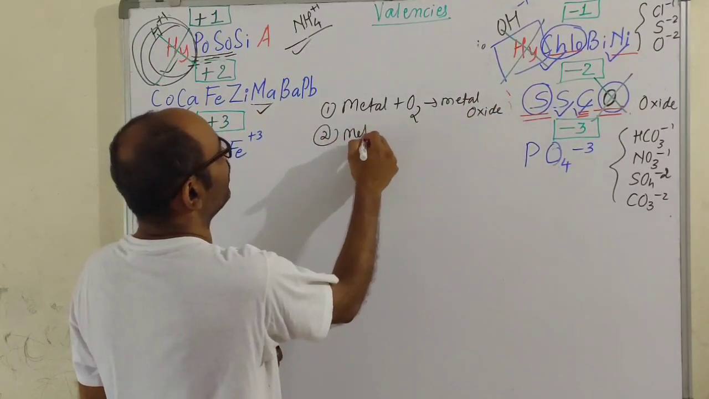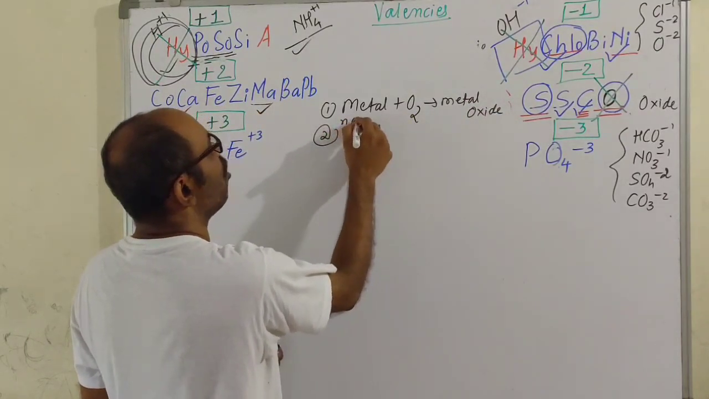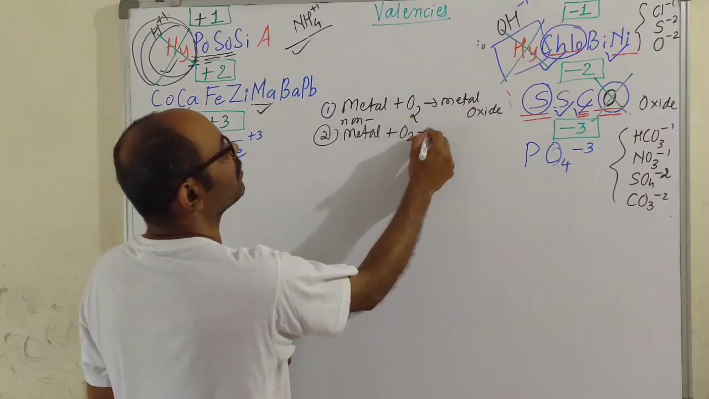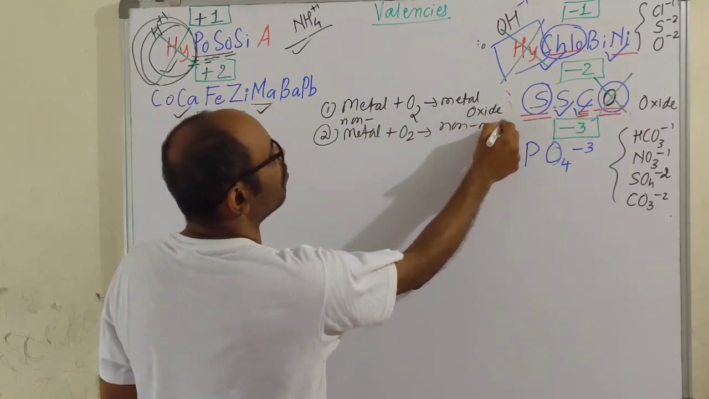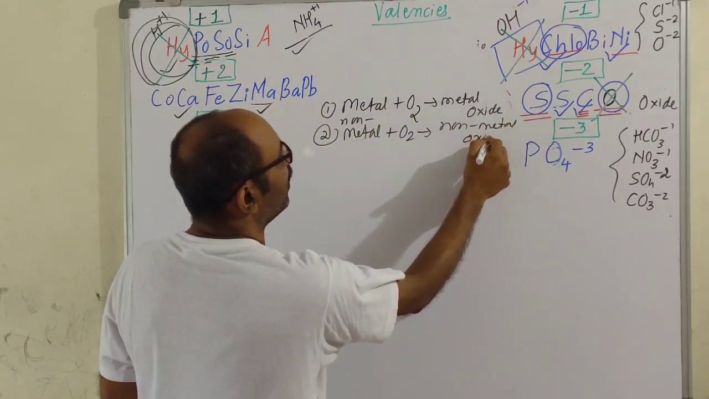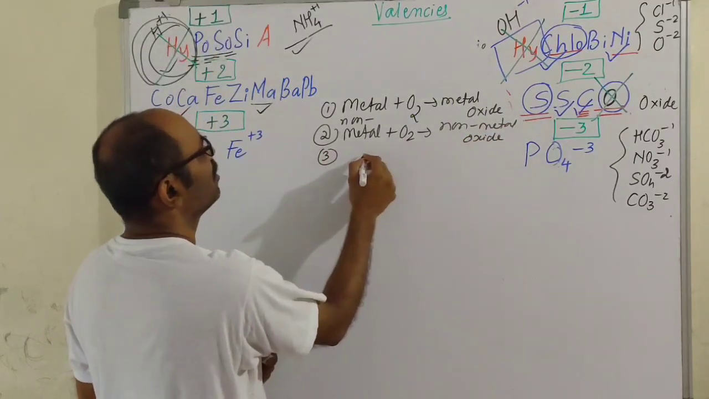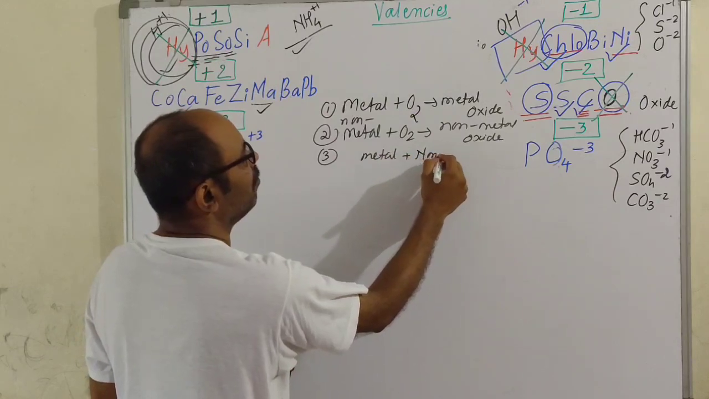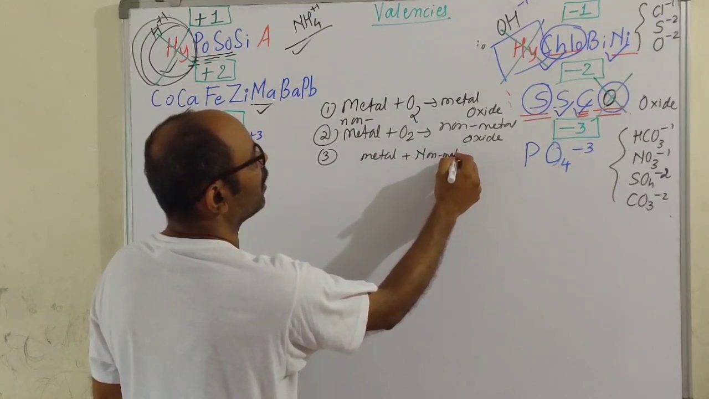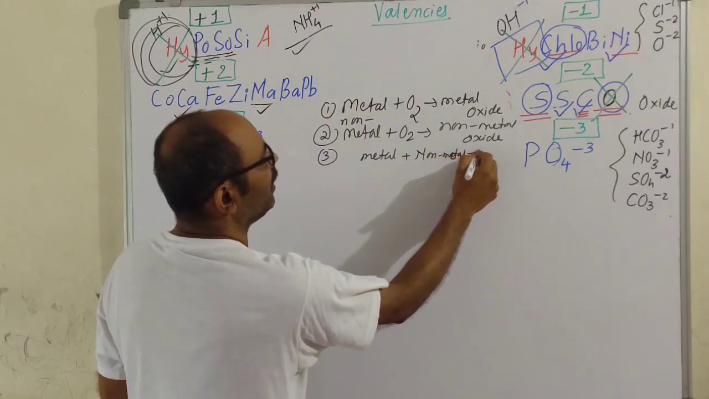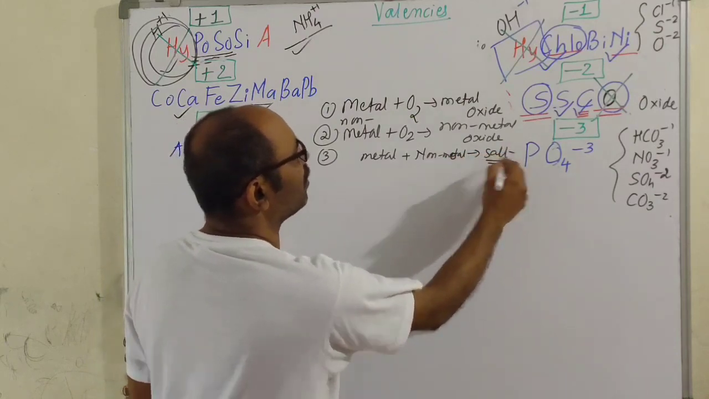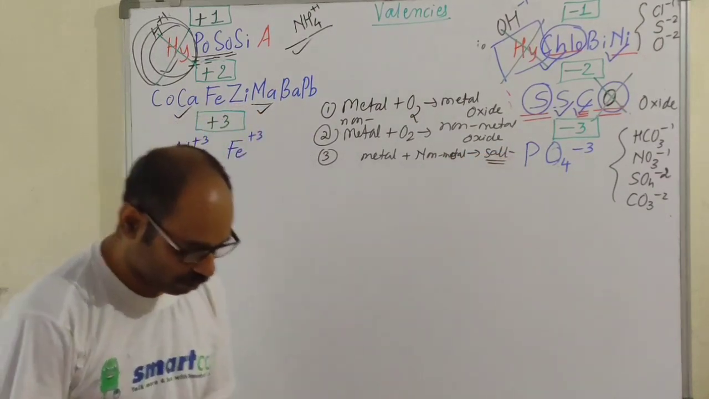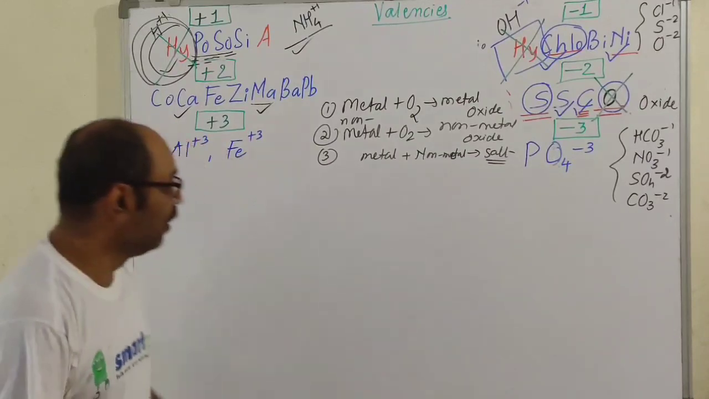Second, non-metal plus oxygen gives non-metal oxide. And then we also saw some reaction between metal and non-metal. It gives you salt. Metal and non-metals mostly give you salt. Okay, now we proceed further.